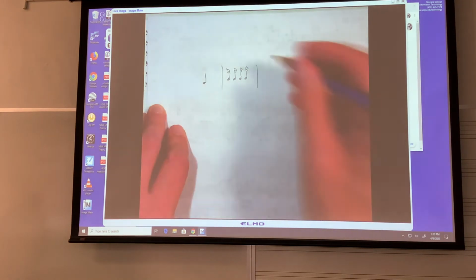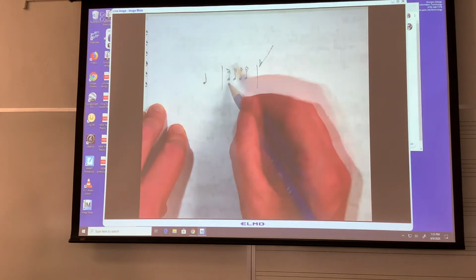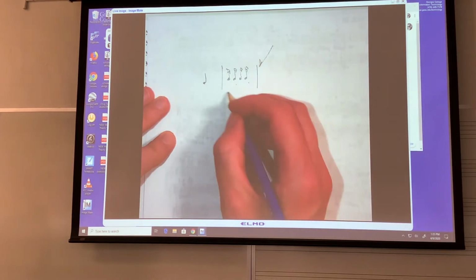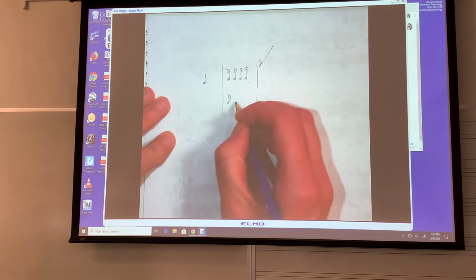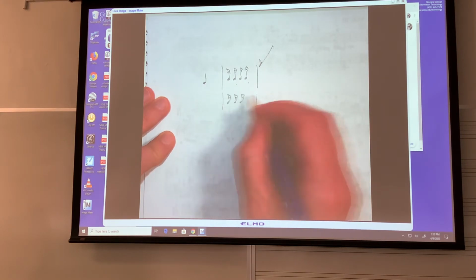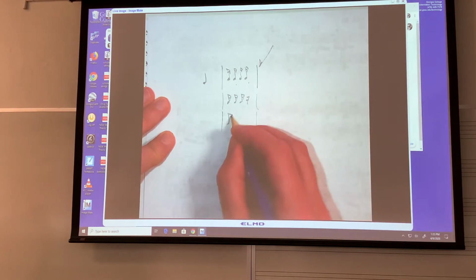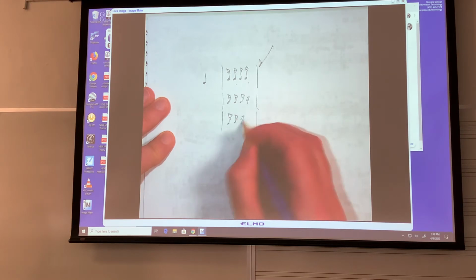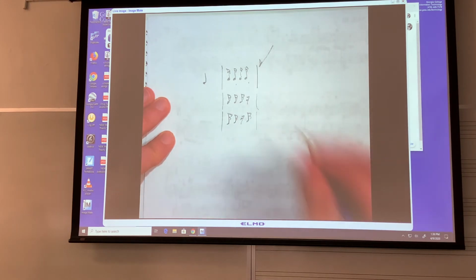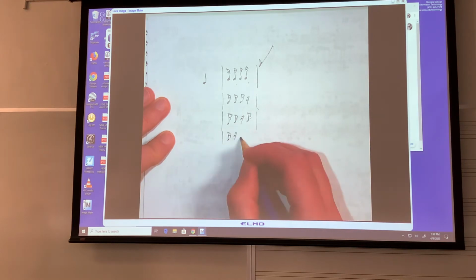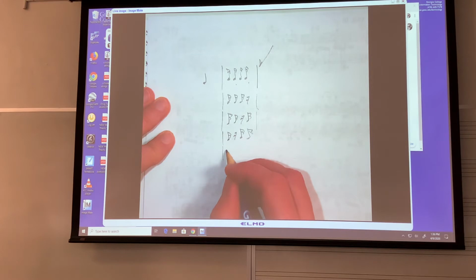And if I do it as 4 16ths, I have attack, attack, attack, attack. But what if I did it this way instead? Attack, attack, attack, rest. Or I could do it this way: attack, attack, rest, attack. Or attack, rest, attack, attack. Or I could do it rest, attack, attack, attack.